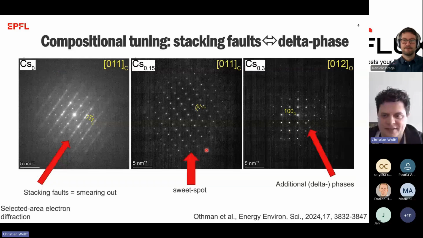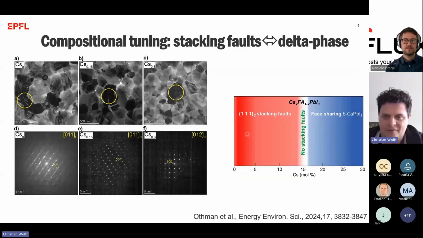So we identified these three regions where we either have stacking faults in the case of low cesium content that gets less and less, up to the point where we have essentially no stacking faults at a cesium concentration of roughly 15%. But when further increasing the cesium content, we form additional phases, and we identified those as the delta phase of cesium lead triiodide that does not intercalate into the FA crystal. So it's just too much there, and they have a mixing limit.